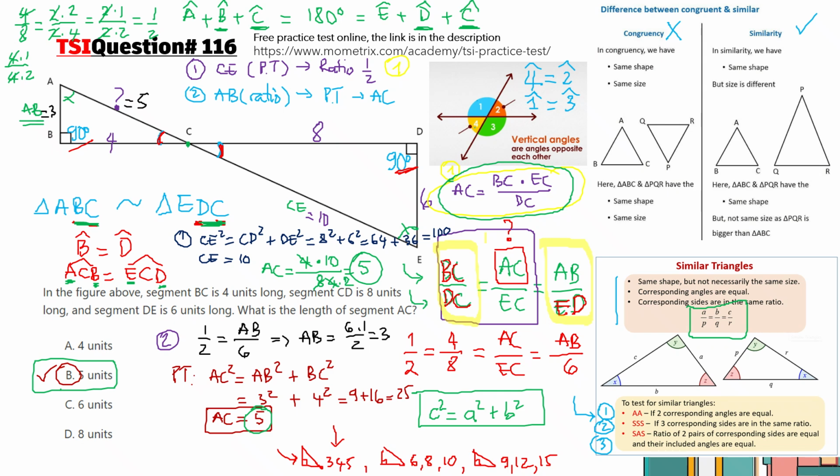But if you don't remember it, you can always use the Pythagorean theorem to solve for the side, and then you can use the ratio based on the similar triangles fact right here to solve our problem. It's a little bit long for this question, so hopefully it will be helpful.